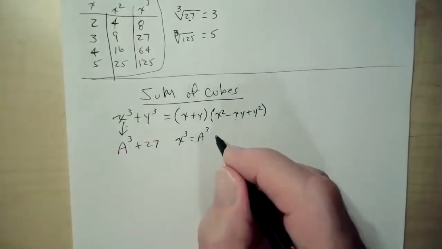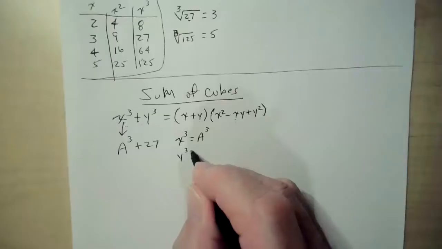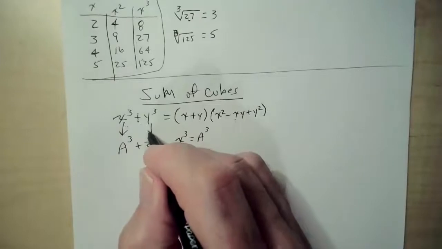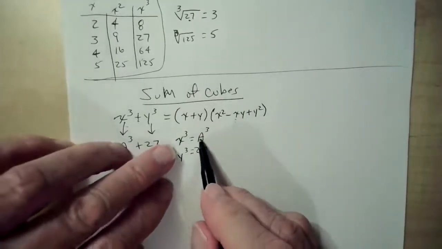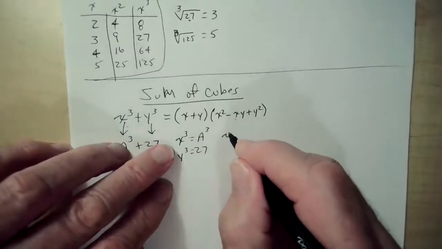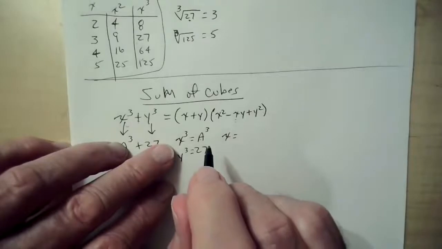So our x cubed is a cubed. Our y cubed is 27. So if x cubed is a cubed, what is x?